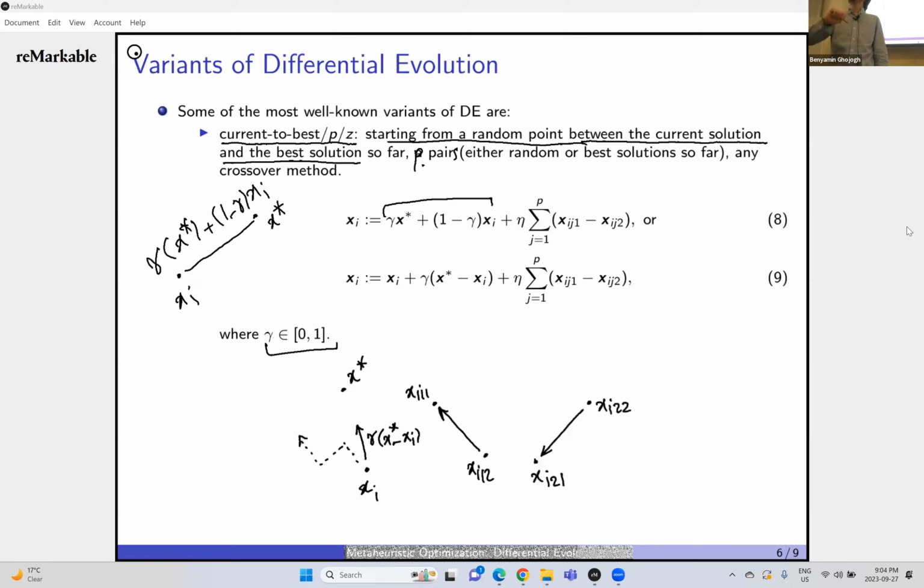Sweep gamma between 0 and 1. If gamma is 0, what happens? This expression becomes Xi, so I'm on Xi. If gamma is 1, this expression becomes X star, so I'm here. If gamma is between 0 and 1, I'm somewhere in between. Now I'll give you a puzzle. What if I want to go further than this, either further than Xi or further than X star? What is the equation?